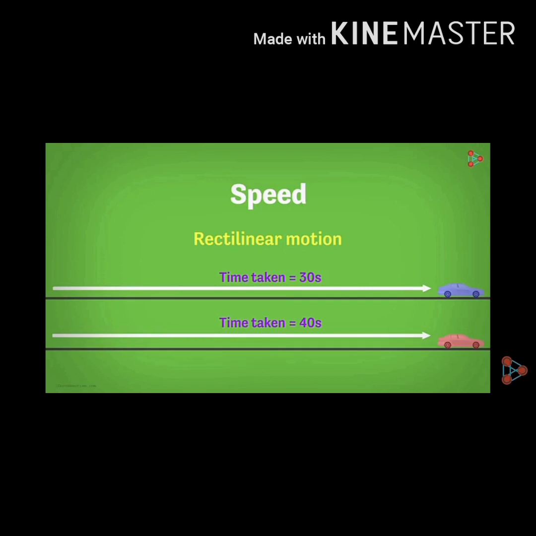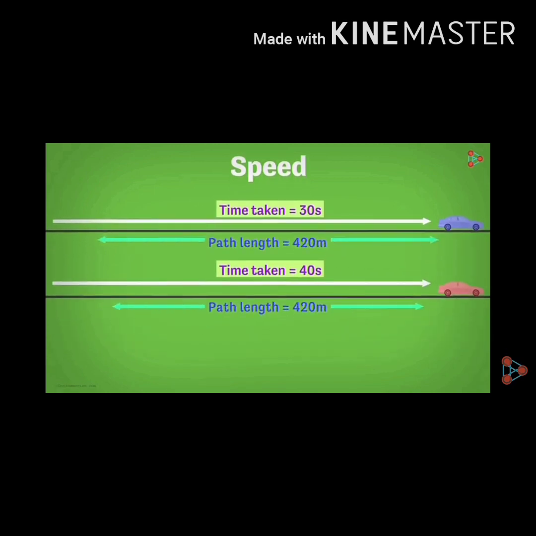Which one has greater speed? How can we find that? Yes, look at the time taken. Both the cars have traveled equal distances by taking unequal times. The first car has taken only 30 seconds to cover the same distance, but the second car has taken 40 seconds to cover the distance. So we can say that the first car has greater speed than the second.